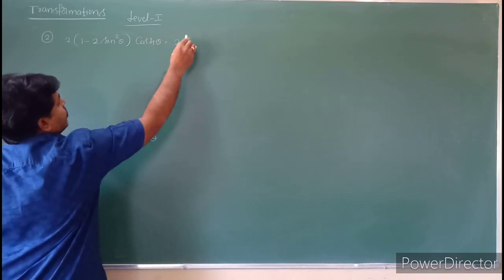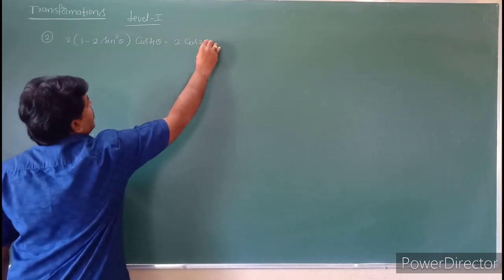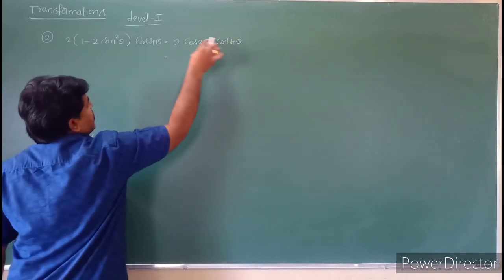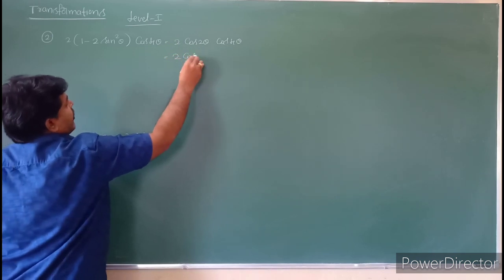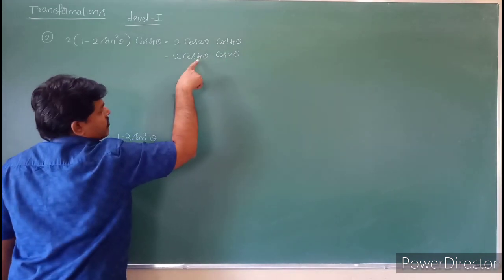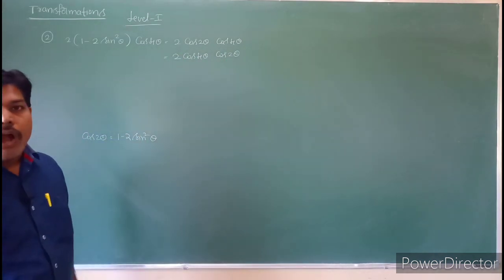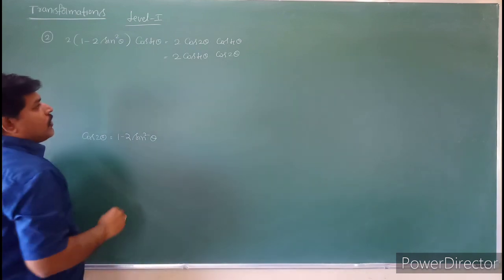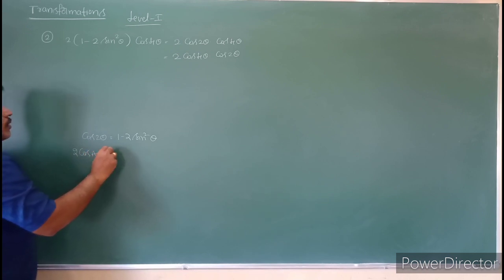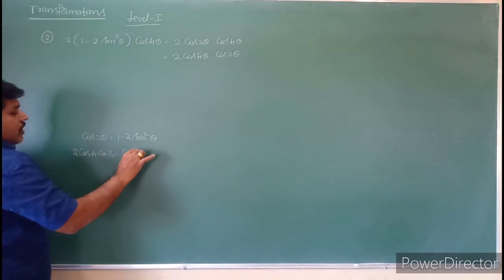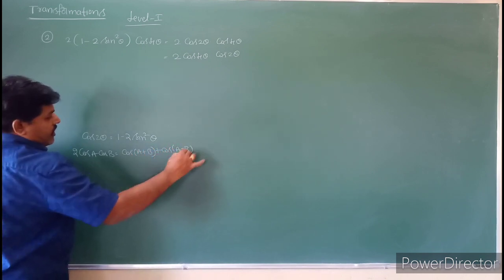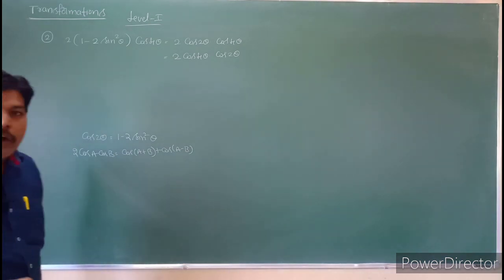So it will become 2 into cos 2 theta into cos 4 theta. You have to take this one in front, so you can write cos 4 theta into cos 2 theta. Why? Because 4 is the bigger one, so that's why I am writing it in that order. 2 cos 4 theta into cos 2 theta. So what is the formula, students? You already know that formula. 2 cos A cos B is nothing but cos of A plus B plus cos of A minus B.